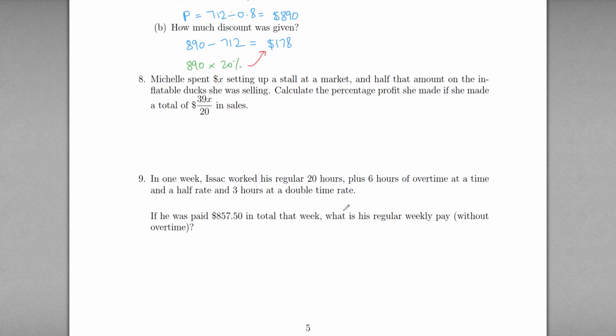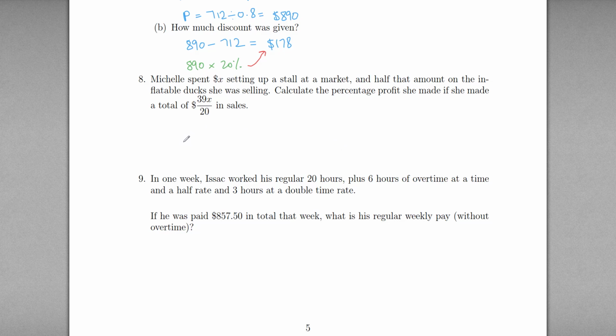Alright, Michelle spent x dollars setting up a stall at a market and half that amount on the inflatable ducks she was selling. Calculate the percentage profit she made if she made a total of 39x over 20 in sales. Okay, it's a pretty tricky one. Okay, so we've got to first think about her total costs and then think about the profit after that.